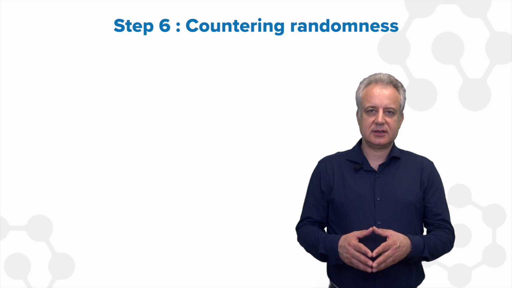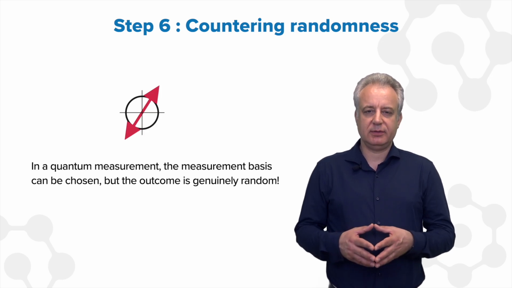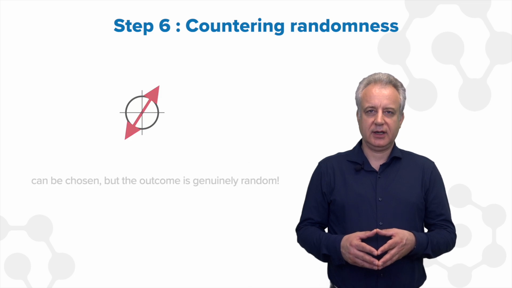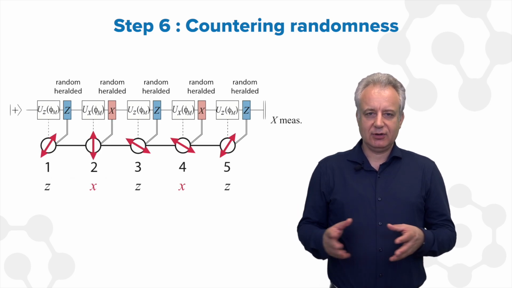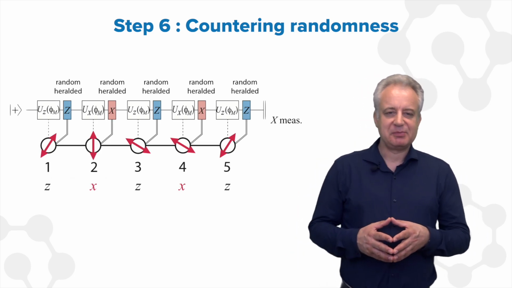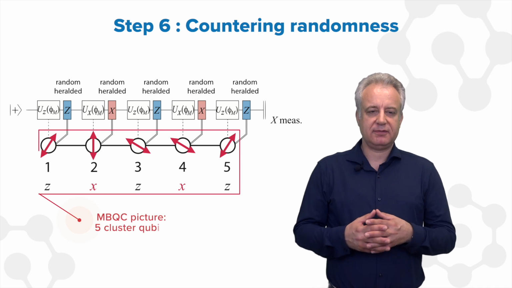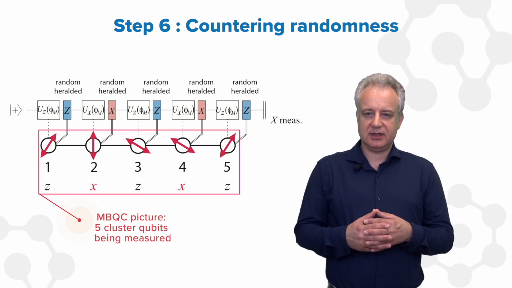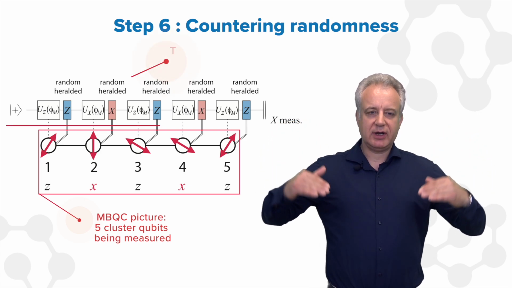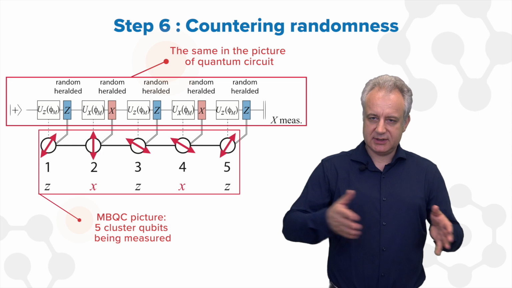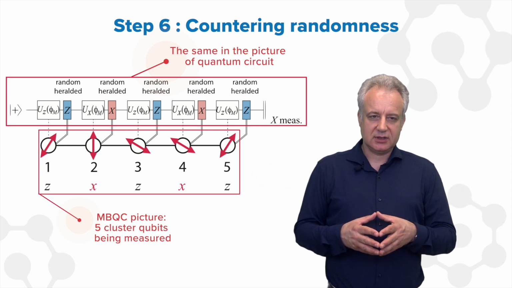Step 6, the effect of the randomness of the measurement outcomes. Okay, so let's have a look at this picture. It is pretty busy. What you see here is the following: a sequence of 5 cluster qubits in a row being measured. And on top of that, you have the corresponding circuit when you translate this measurement sequence into a quantum circuit.